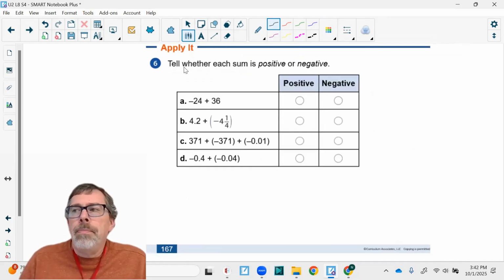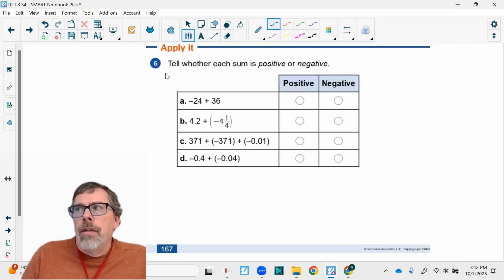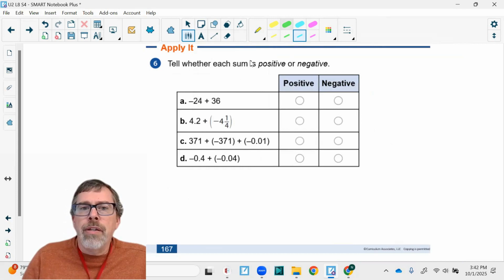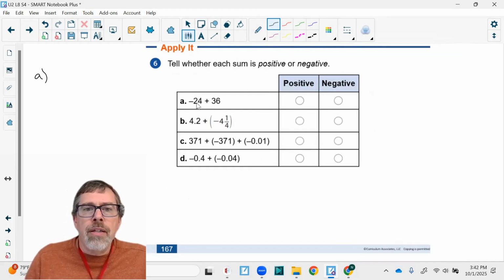Number 6. Tell whether each sum is positive or negative, okay? On questions like this, please don't get lazy. You need to show all work. So over here, I'm going to write A. And 36, if I ignore the signs, 36 is more than 24. So I'm going to write the absolute value of 36 first, which is 36. The absolute value of negative 24 is 24.